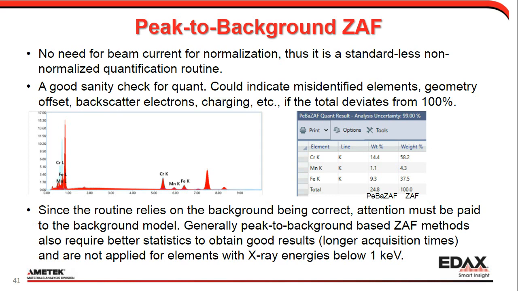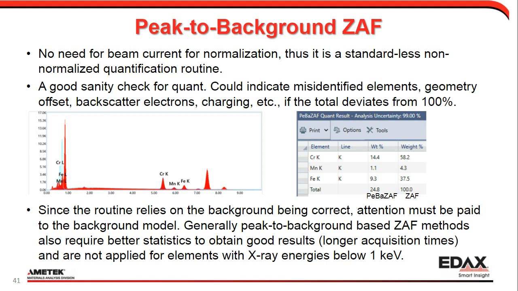If the results deviate from 100%, it could indicate misidentified elements or geometry offsets, for example, the sample is not aligned with the stage. It could also indicate backscatter electrons or charging effects.